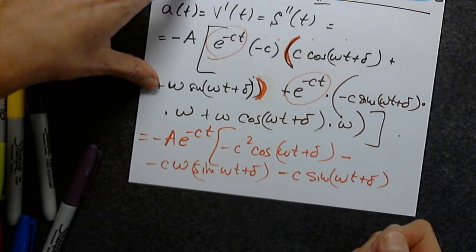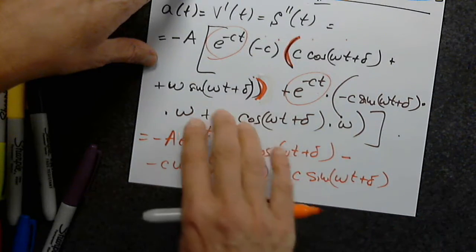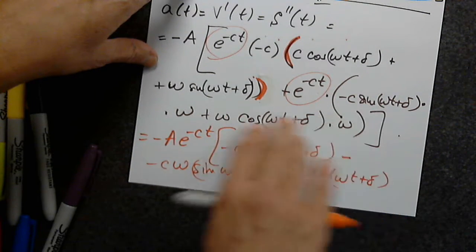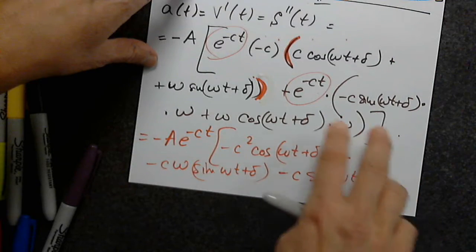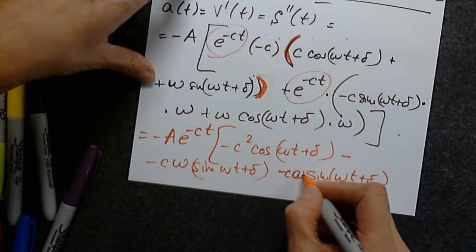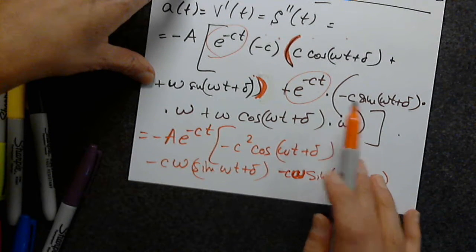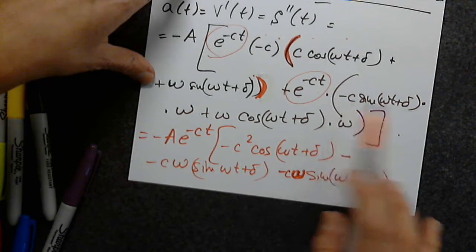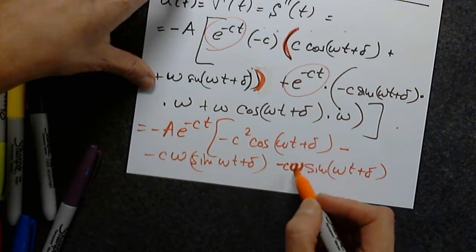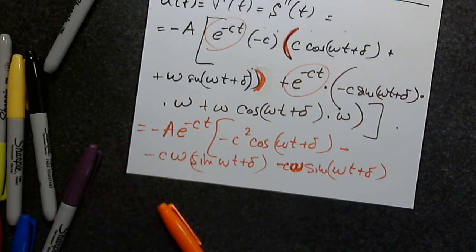Wouldn't you want to pull the omega out? No, because it's only omega in here, but it's not in all of them. So it's c omega. Well, wouldn't the negative c be pulled out? No, this is in a different term. So negative c omega, and I do have this omega squared.